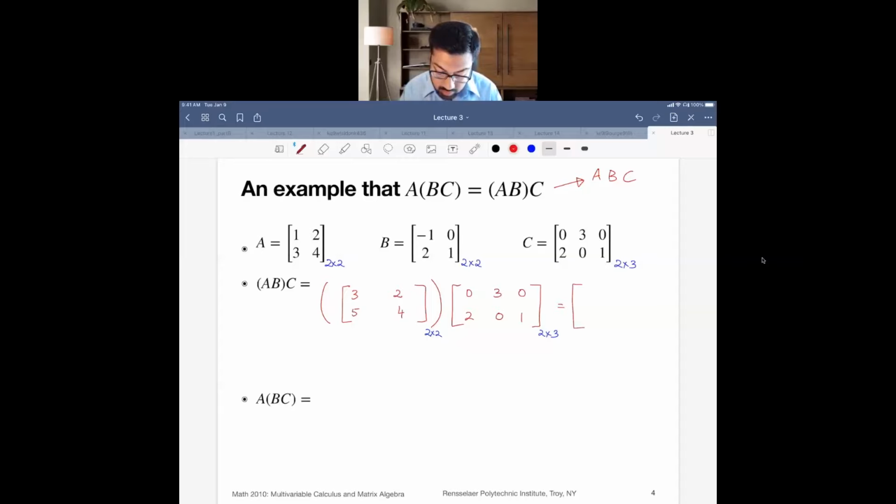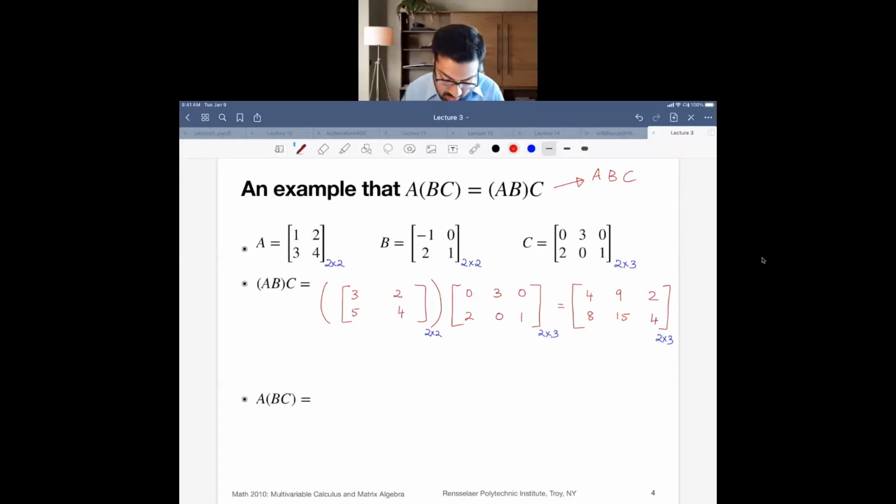Let's see, 4 for the first entry, 3 times 0 plus 2 times 2, and then I've got 9, and then I've got 2, and then I've got 8, and I've got 15, and then let's see, 4. So we've got a 2 by 3 matrix in AB first, then C. And this should clearly match up with the next one. Let's try to prove that with this example here.